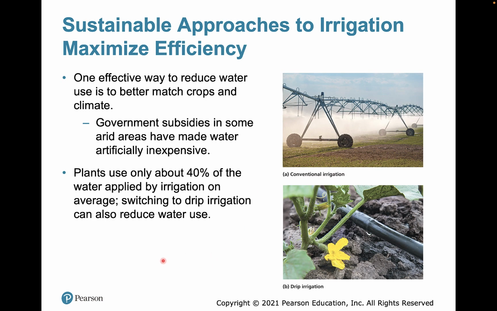So one way to be more effective and irrigate more sustainably is to match your crops to your climate, right? So don't grow water-intensive crops in the desert. Again, the government has subsidized lots of things, including the water industry, in arid areas to make water artificially inexpensive when it really should be pretty expensive. So switching to drip irrigation is going to reduce water use as well.